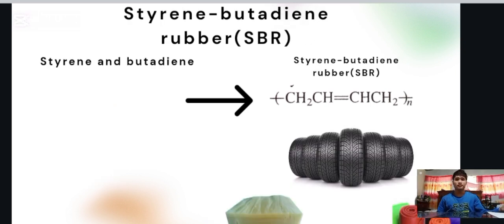So, the last example is styrene butadiene rubber or SBR. Its monomers are styrene and butadiene. The product that can be made from it is the one in the picture.